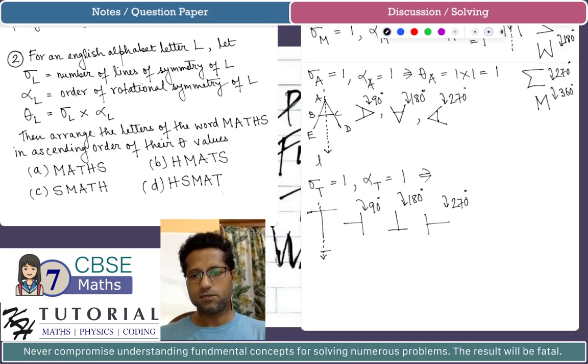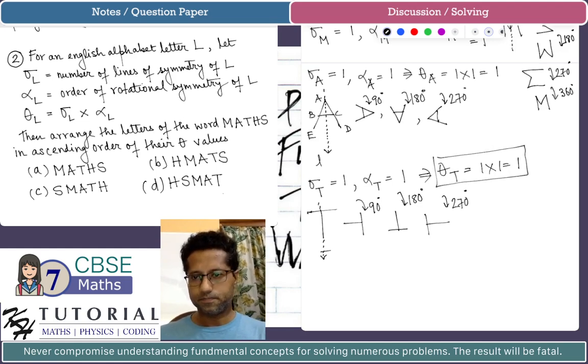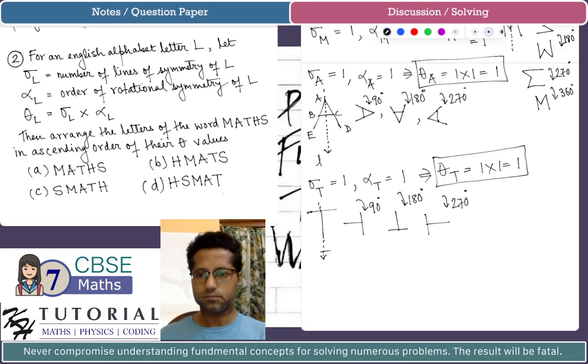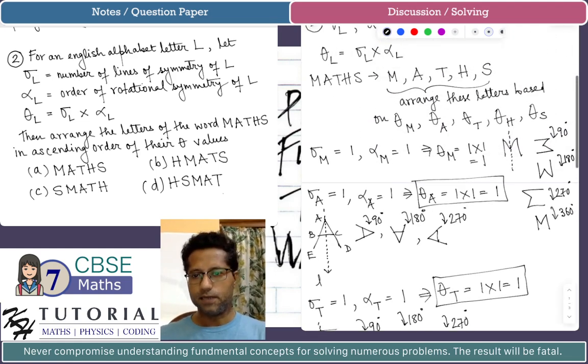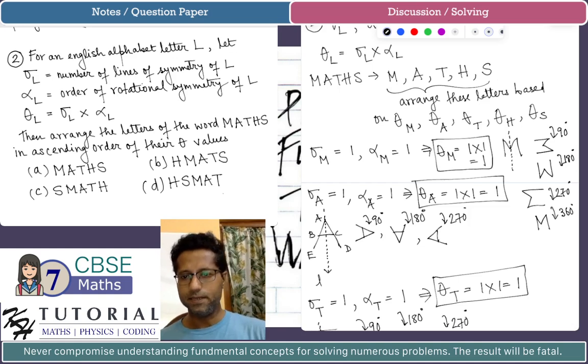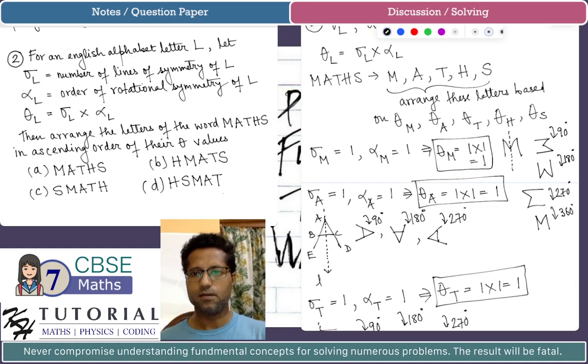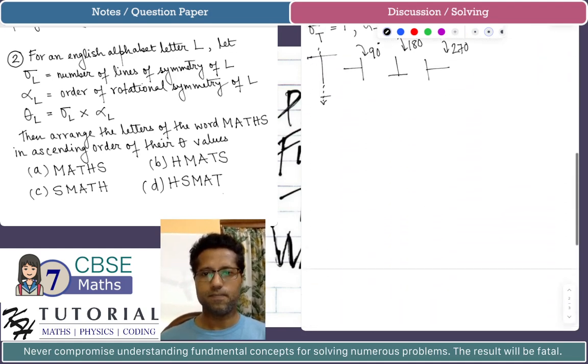So this implies theta T is equal to 1 into 1 equals 1. So we have theta T equals 1. We have theta A equals 1. We have theta M equals 1. So for MAT, theta is coming as 111. Okay, let's see H.